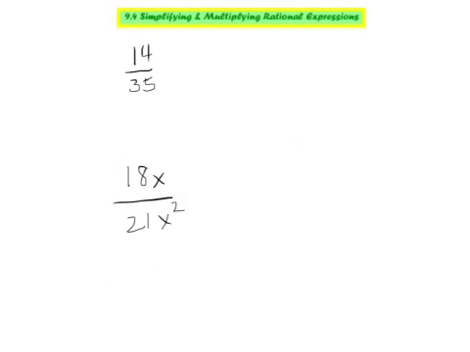This is lesson 9.4, and today our focus will be simplifying and multiplying rational expressions. We want to remember that a rational expression is nothing more than a fraction. So when we reduce a fraction, for example, 14 over 35, you'd know that I can divide both by 7, and you would reduce it then to 2/5. But let's really look at what's going on.